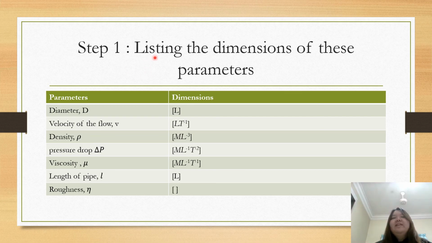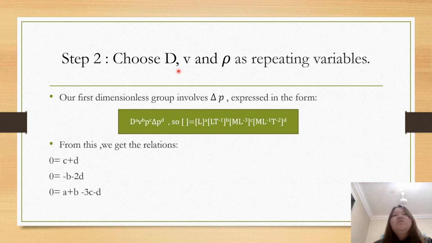So step 1, we have to list the dimensions of these parameters, right? So for diameter, the dimension is capital L, velocity of the flow is LT to the power of -1, density is ML to the power of -3. The pressure drop is ML^-1 T^-2. Viscosity is ML^-1 T^-1, the length of the pipe is L, and roughness is dimensionless. So step 2, we have to choose. So we choose D, V, and density as repeating variables.